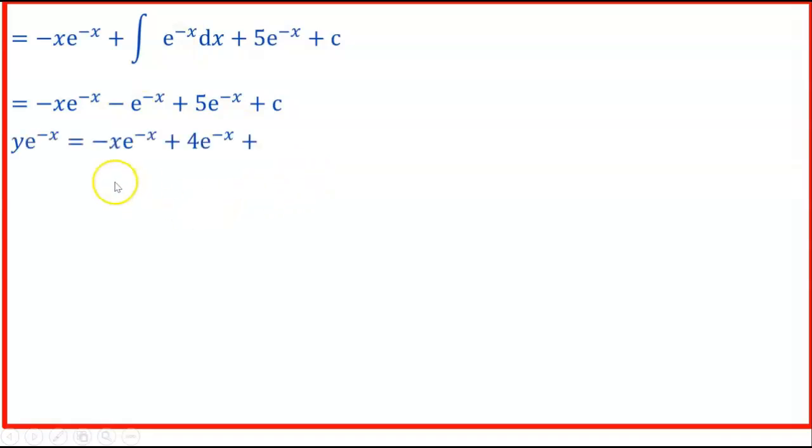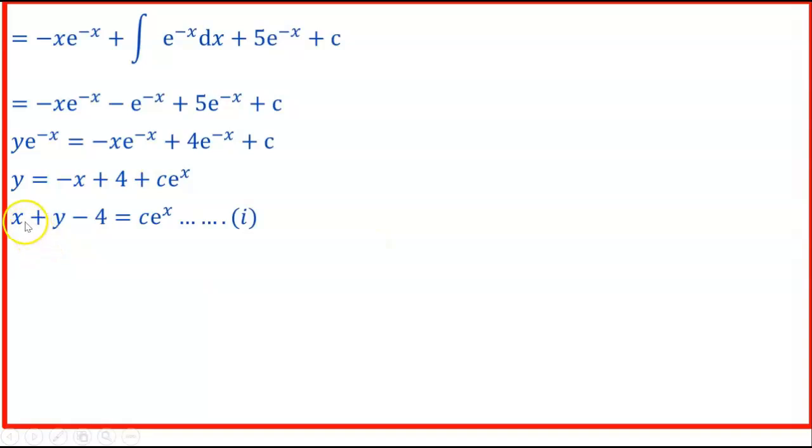And finally you will have y into e raised to minus x is equal to minus x into e raised to minus x. But what is the simplification of this? This is minus e raised to minus x plus 5 e raised to minus x. After simplification you will have 4 into e raised to minus x plus c. Okay. After dividing by e raised to minus x on both sides, you will have y is equal to minus x plus 4 plus c into e raised to x.